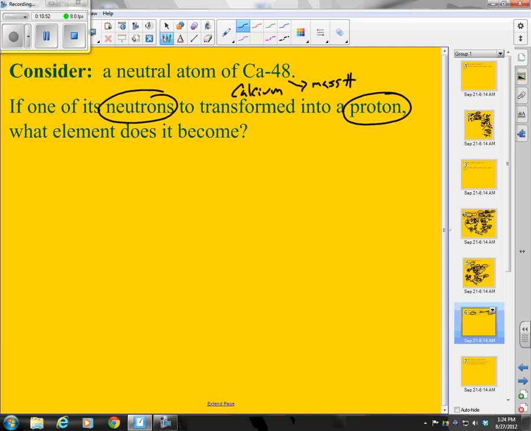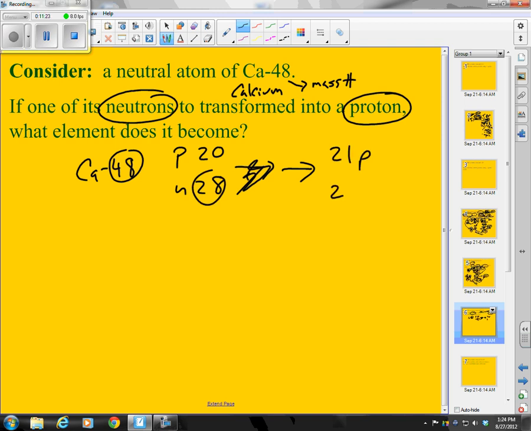Well, how many protons? Let's go back and look at my calcium-48. When I look on my periodic table, my calcium has what? Looks like a 20. So that means it starts off with 20 protons, and if this is 48, it must have 28 neutrons. Now I say this is transformed, and one of my neutrons becomes a proton. So that means I have 21 protons, and now I have 27 neutrons. Does this change my element is the question. Does this change this to something new?